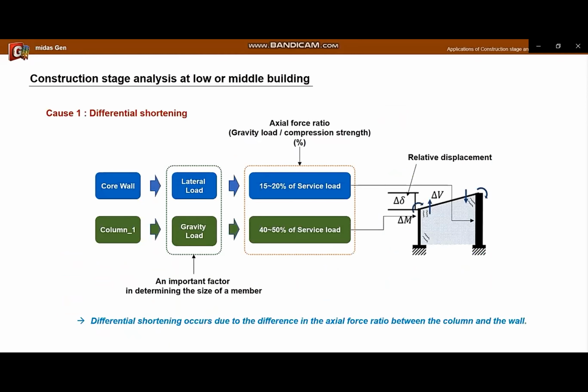The first cause is differential shortening of column and wall. In the case of a wall, the lateral load is an important factor in determining the cross-section. Therefore, the ratio of compressive strength to axial force is generally about 15 to 20%, so it is very small. However, in the case of columns, gravity load is the most important factor, and the ratio of axial force and compressive strength is about 40 to 50%. Therefore, a greater vertical strain occurs in the column than in the wall. For this reason, an additional member force is generated in the horizontal member by differential shortening.